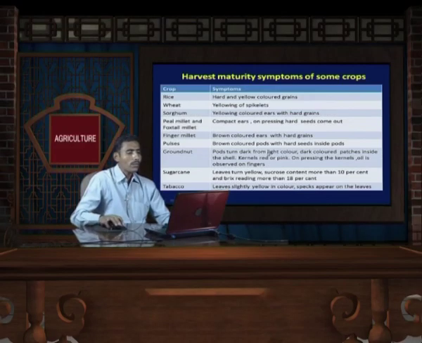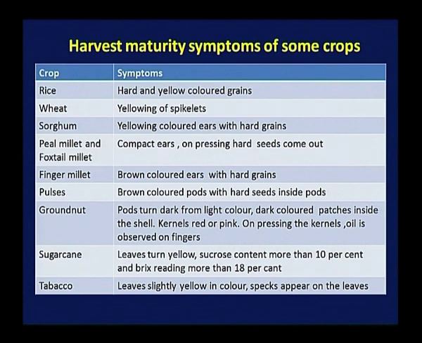And these are the symptoms of harvest maturity of some crops. In rice, hard and yellow colored grains show the harvest maturity. In wheat, yellowing of spikelets. In sorghum, yellowing of colored ears with hard grains. In pearl millet and foxtail millet, compact ears, and on pressing, hard seed comes out. In finger millet, brown colored ears with hard grains. In pulses, brown colored pods with hard seed inside the pods.